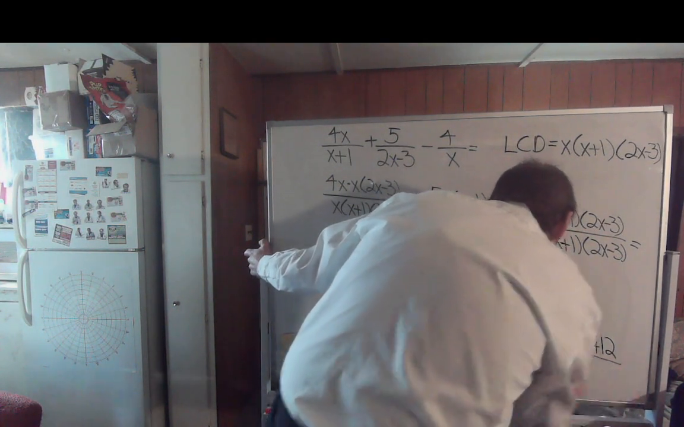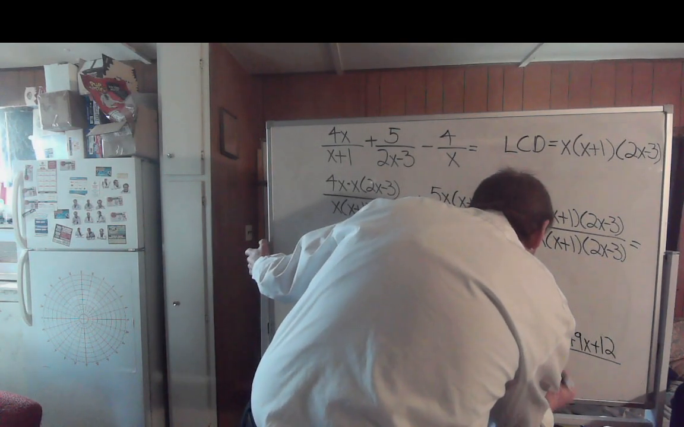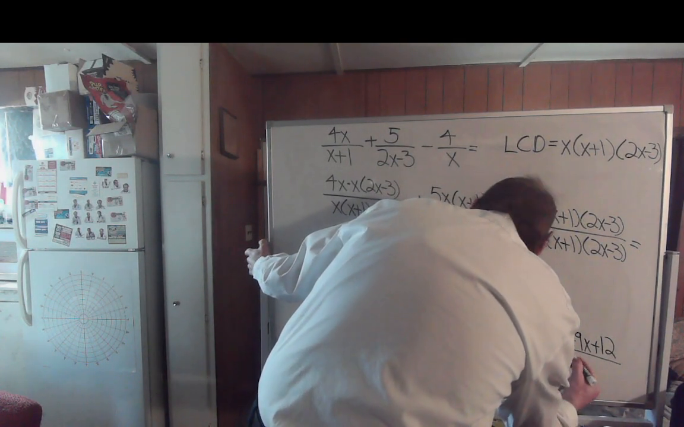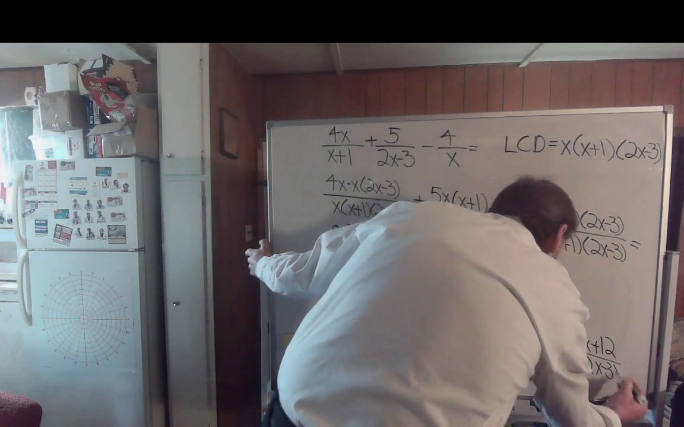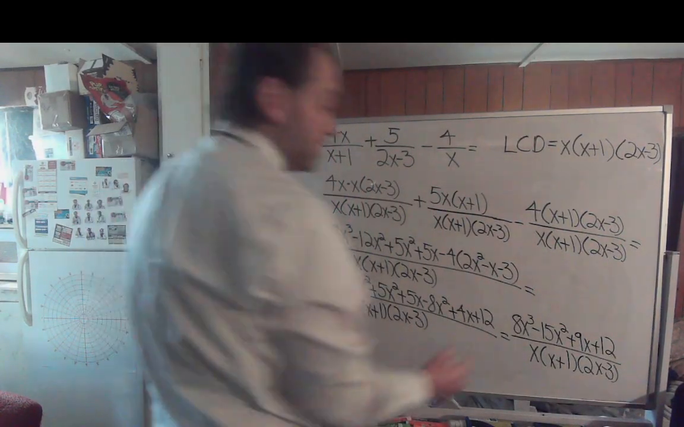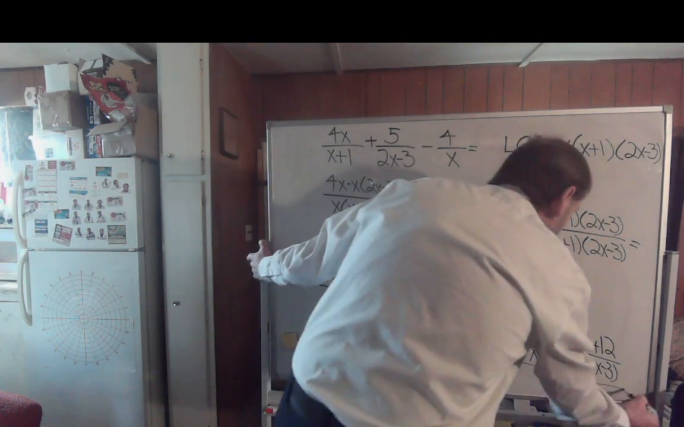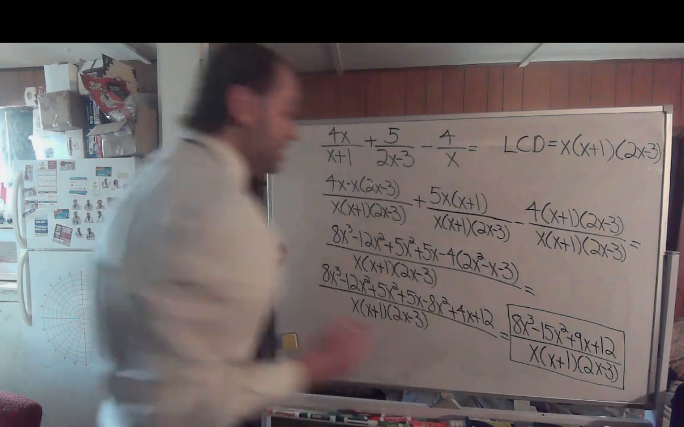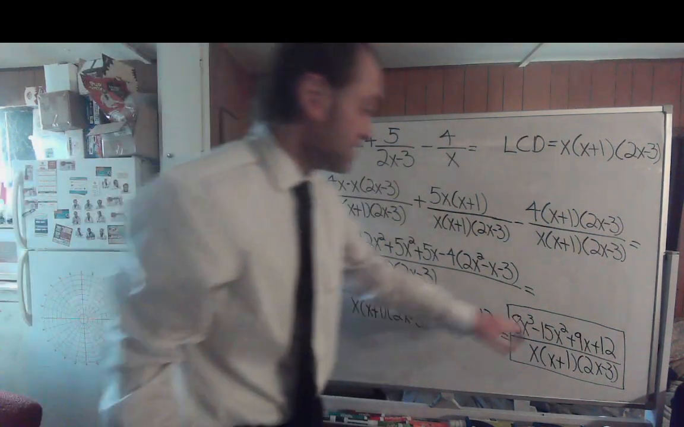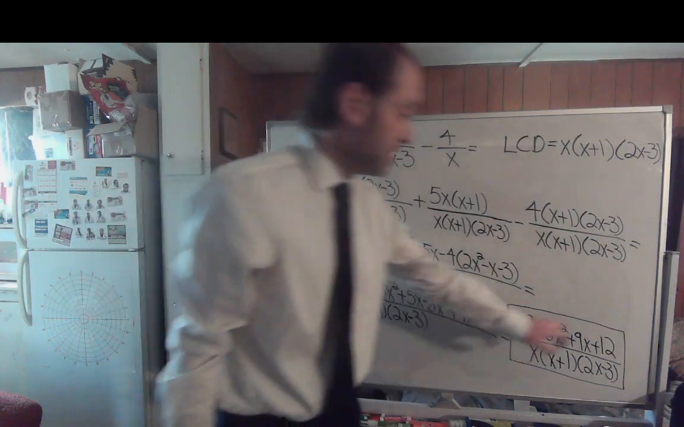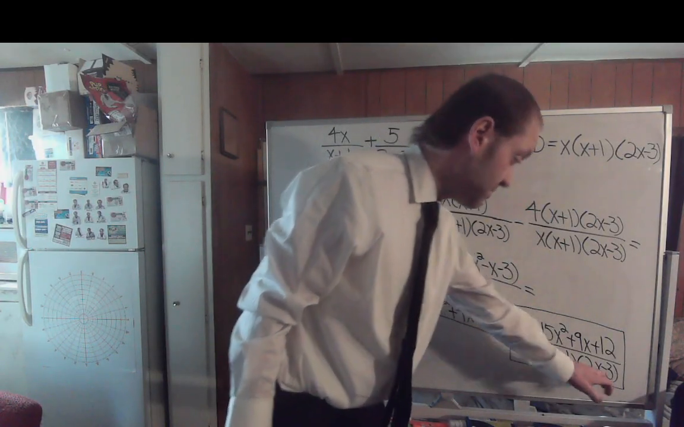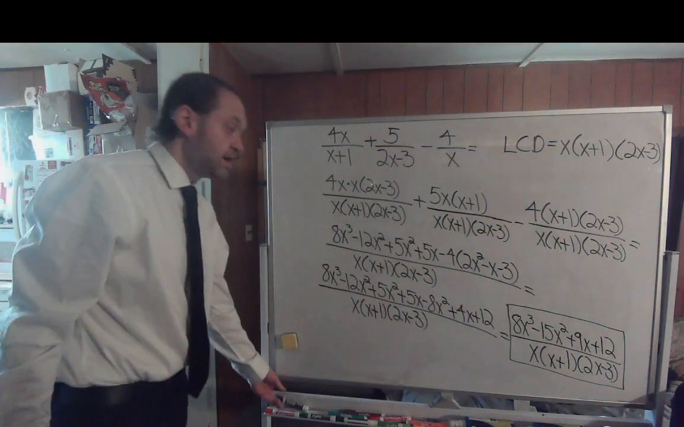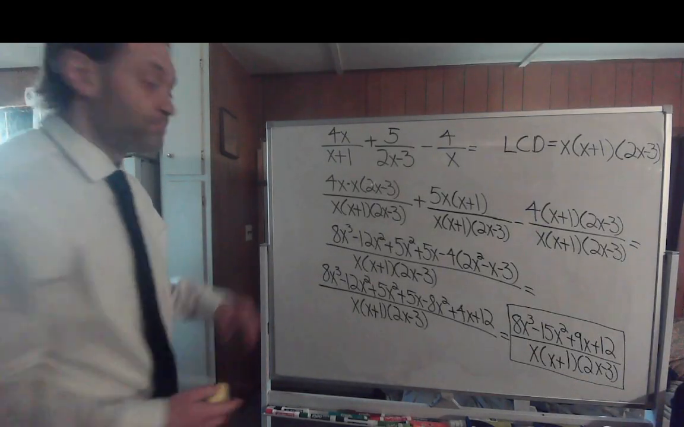All that over x times x plus 1 times 2x minus 3. So there's your simplification. And it wasn't pretty, but you end up getting 8x to the third minus 15x squared plus 9x plus 12 all over x times x plus 1 times 2x minus 3. And I do have one more.